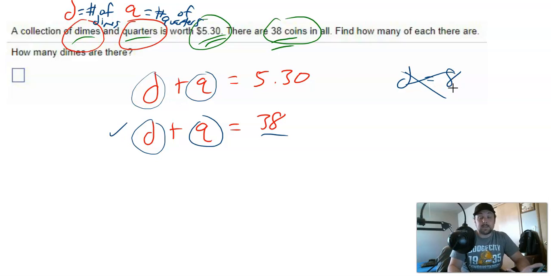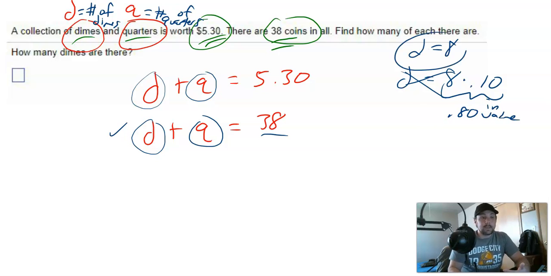What's the value of those dimes? It's 80 cents. The way you get that is you multiply it by 0.10, and that gives you the value of the dimes. So if you have 8 dimes altogether, that's 80 cents in value.